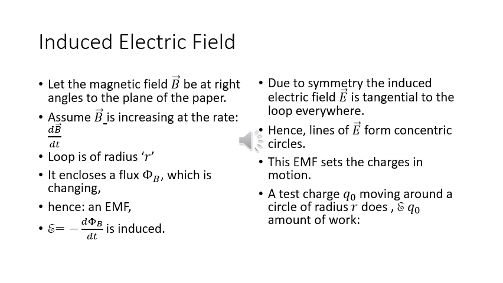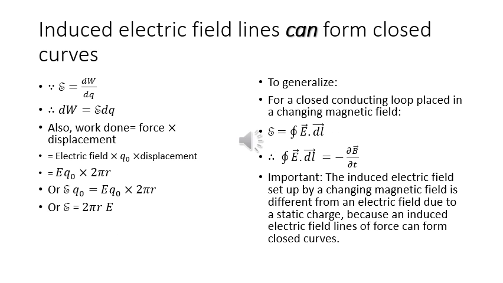A test charge Q0 moving around a circle of radius r does work; curly E is equal to dW by dQ, so dW is equal to curly E dQ. Also, the work done is equal to force into displacement. The electric field into Q0 into displacement is equal to E Q0 into twice pi r, or curly E Q0 is equal to E Q0 into twice pi r, or curly E is equal to twice pi r E.